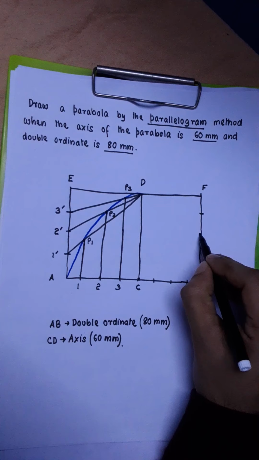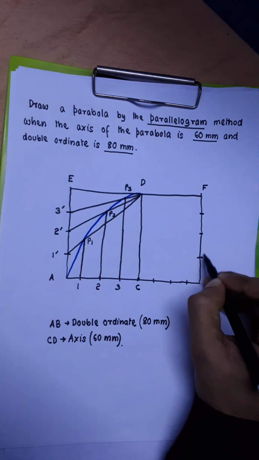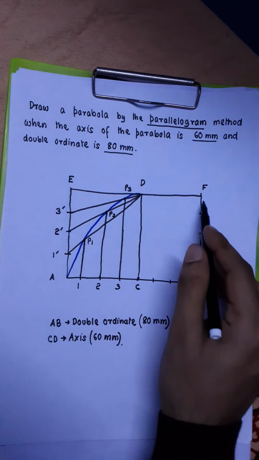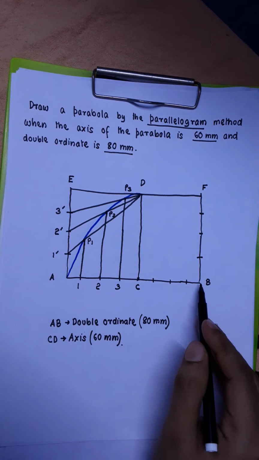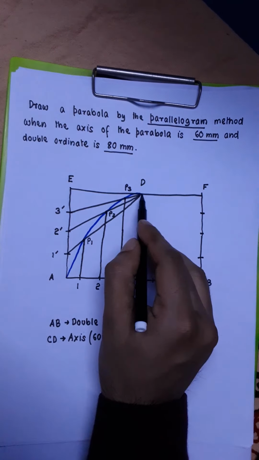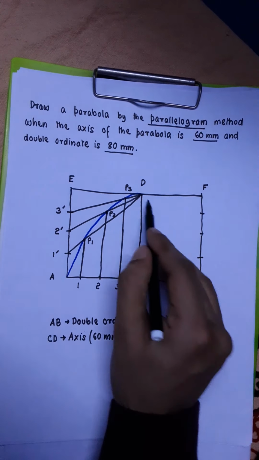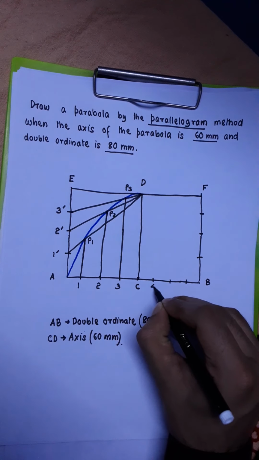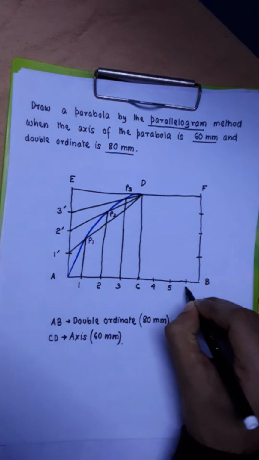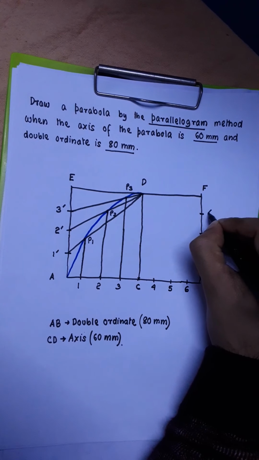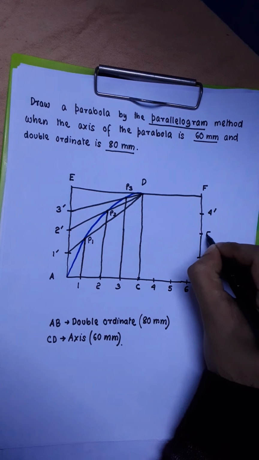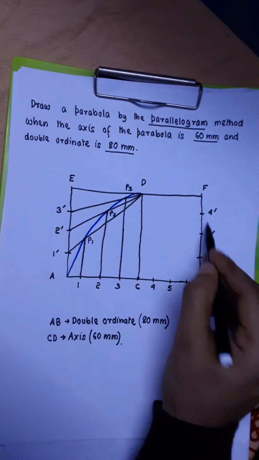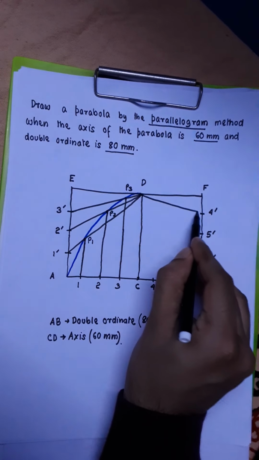So if you divide CB into 4 equal parts, FB also you have to divide into 4 equal parts. Then what you can do is, you can join these 3 points. You give names to these points. You call this as 4, call this as 5, call this as 6, call this as 4 dashed, 5 dashed and 6 dashed.